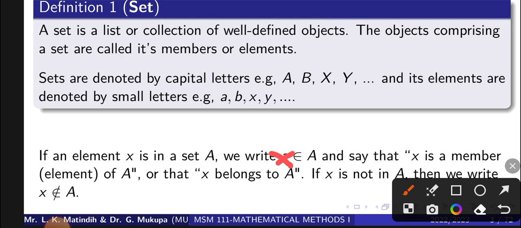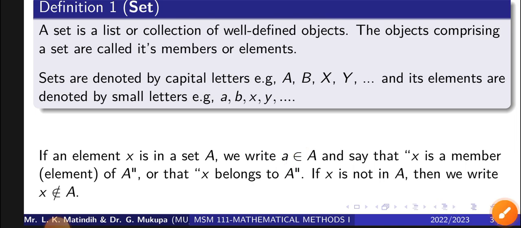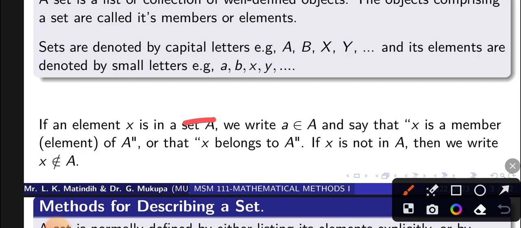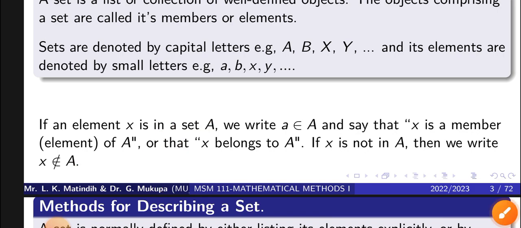This symbol here, which looks like an E, I don't know how it's called in Greek, but it represents "is a member of". So x is a member of A, meaning A contains x, or x is contained in A, or that x belongs to A. If x is not a member of A, that's how we write it with this symbol. So that's what it means.